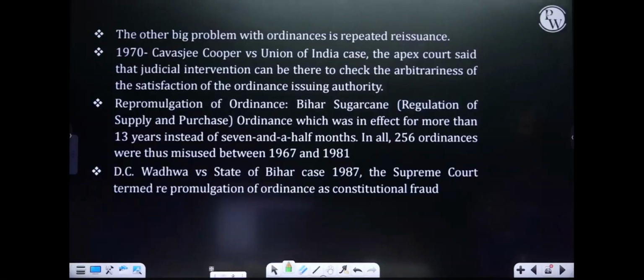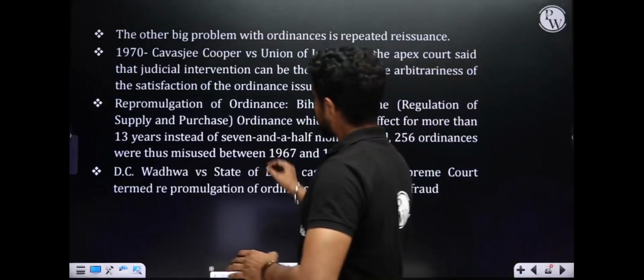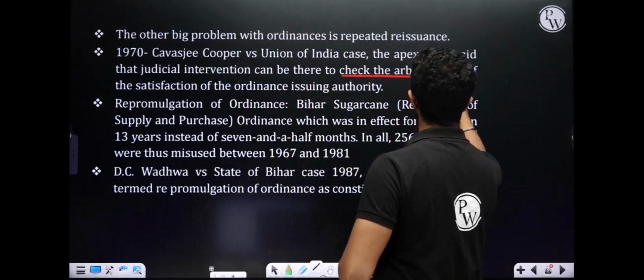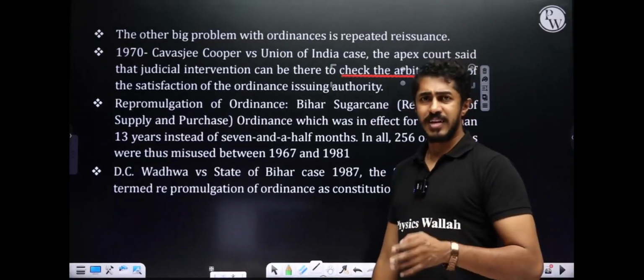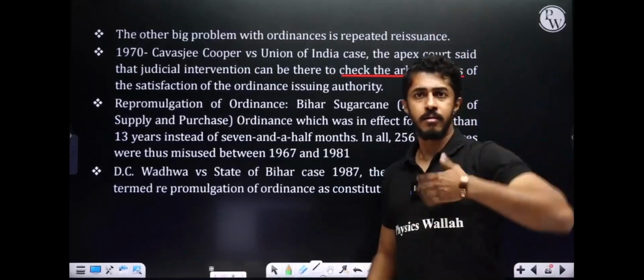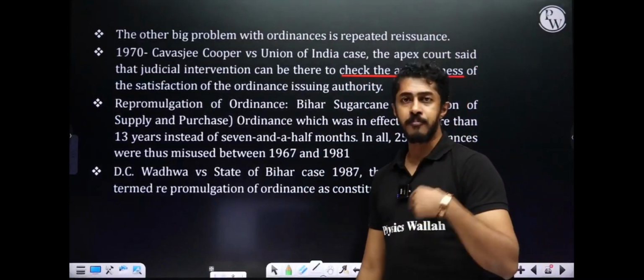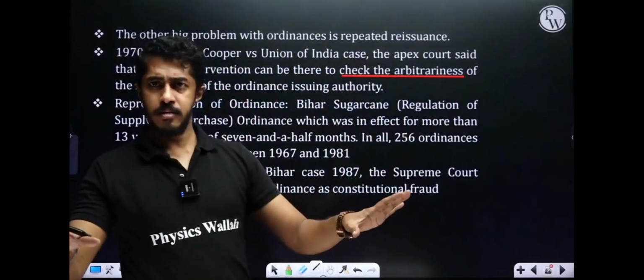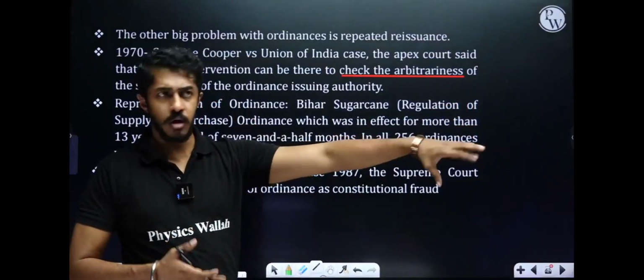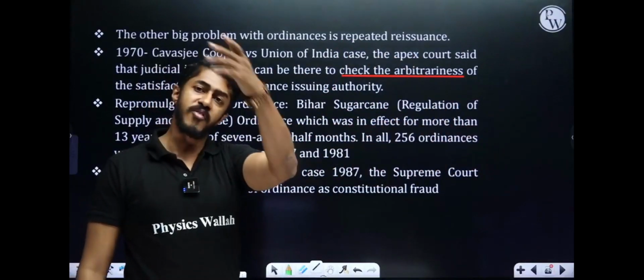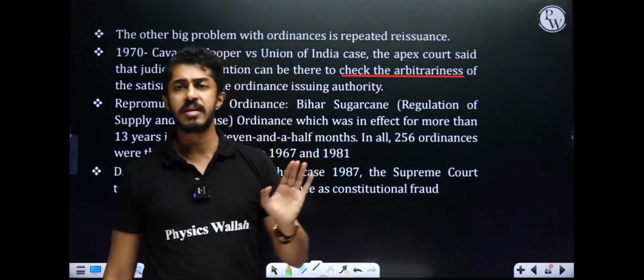The other big problem with ordinances is repeated reissuance. In the 1970 Kavasji Cooper versus Union of India case, the Apex Court said that judicial intervention can be there to check the arbitrariness of the satisfaction of the ordinance issuing authority. That is, the judiciary will intervene to check whether the governor or president has just simply issued the ordinance arbitrarily, where there is no pressing need. There is already an assembly session or a parliament session going on, still you went for the ordinance route. Judiciary can put a check.